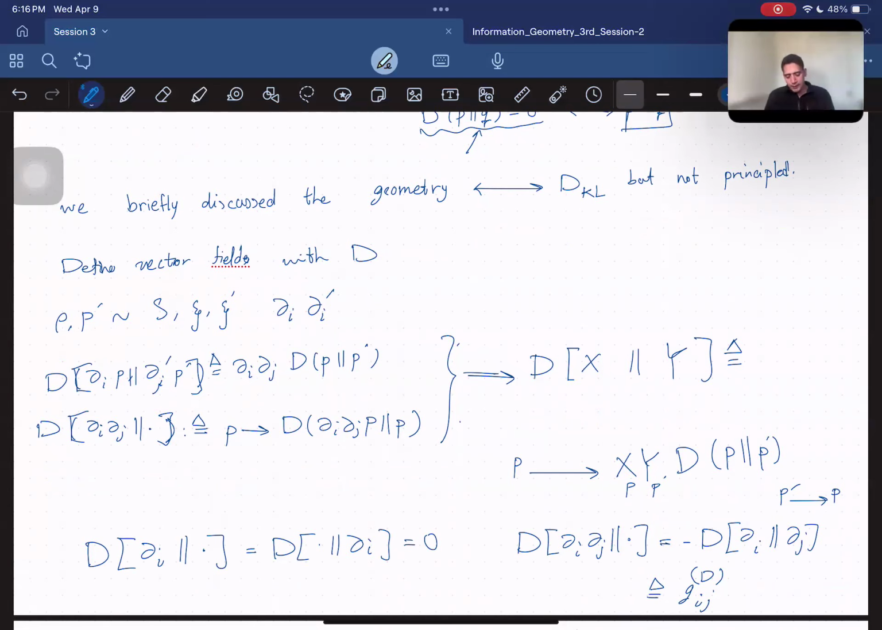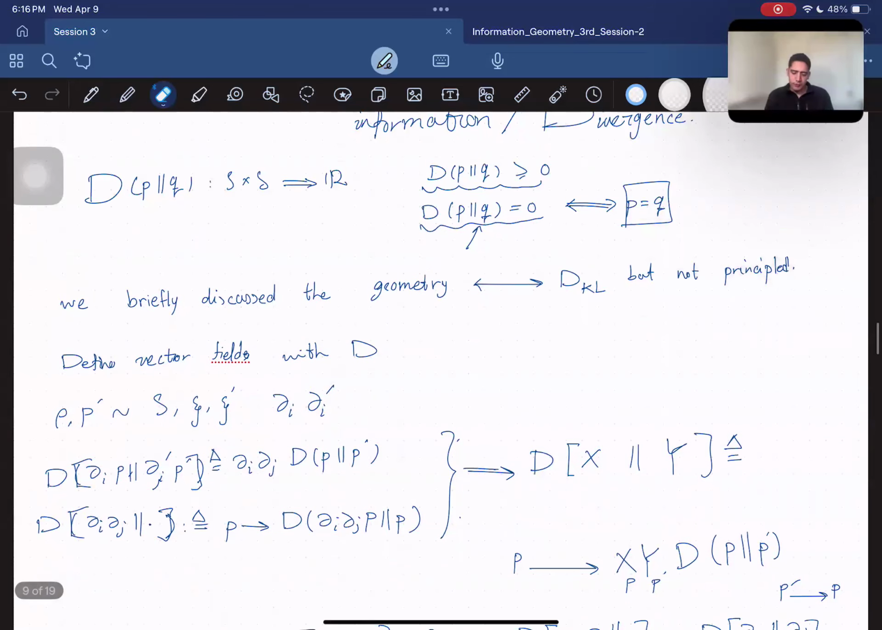Let's forget about all these calculations I did here for a moment. Consider, I want to estimate P plus some perturbation and P.